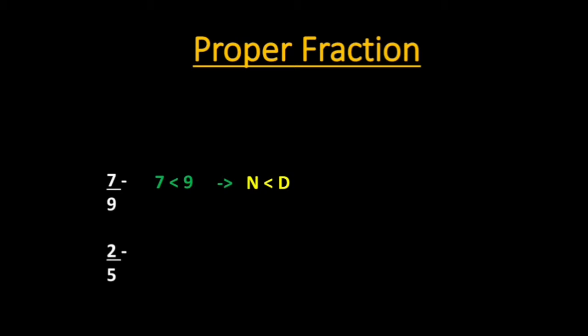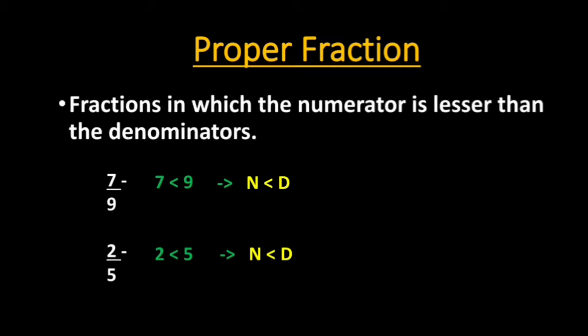2 by 5. In 2 by 5, 2 is in the numerator, 5 is in the denominator. Now 2 is less than 5, which means the numerator is less than the denominator. From these two examples, what can we say about proper fraction? Fractions in which the numerator is lesser than the denominator. A proper fraction has a smaller numerator than the denominator. Always the numerator will be a smaller number than the denominator.